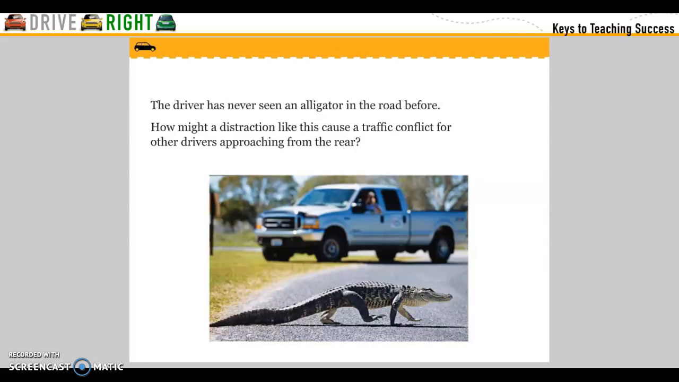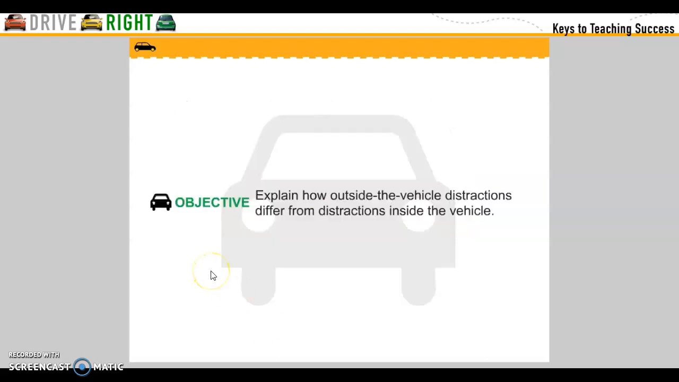The driver has never seen an alligator in the road before. How might a distraction like this cause a traffic conflict for other drivers approaching from the rear? Objective. Explain how outside the vehicle distractions differ from distractions inside the vehicle.